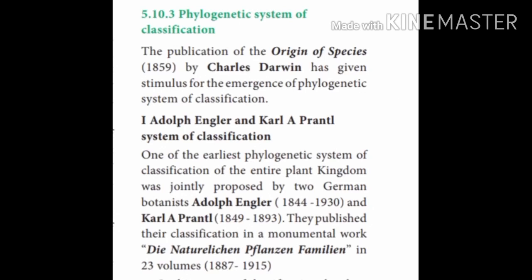The third system of classification is called the phylogenetic system of classification. This is in regard to the evolution of an organism. The publication of The Origin of Species by Charles Darwin has paved the way for this phylogenetic system. Later on, Adolf Engler and Karl A. Prantl, both from Germany, classified plants based upon evolution, their history of origin, and they have written their classification in the book called Die Natürlichen Pflanzenfamilien, classifying plants into 23 volumes of different groups. So these are the basic classifications of plants.